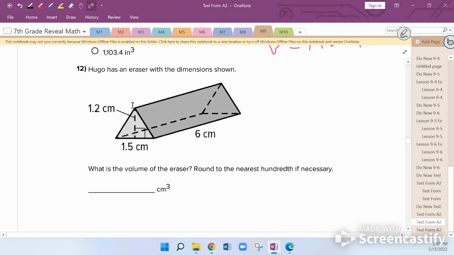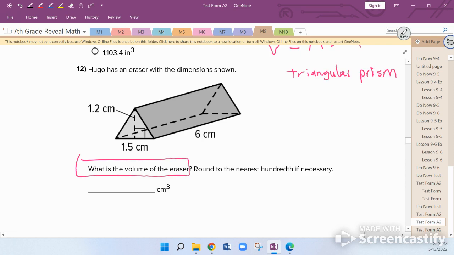All right, we're on to number 12. We're getting there, slowly but surely. Oops, I like to box that out. What is the volume of the eraser? Now, for this volume, we like to pick out the shape. The shape is a triangular prism. If you don't know your shapes, you're going to be in trouble. Triangular prism, and we're finding volume, so we look for the prism volume formula, and it's big B, little h.